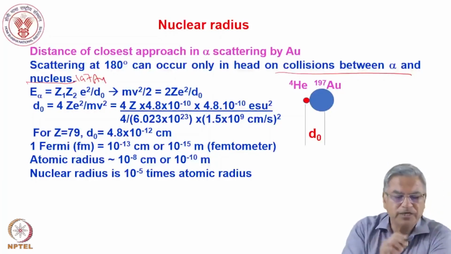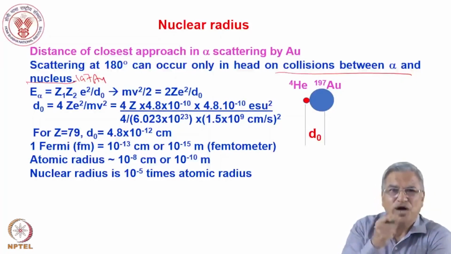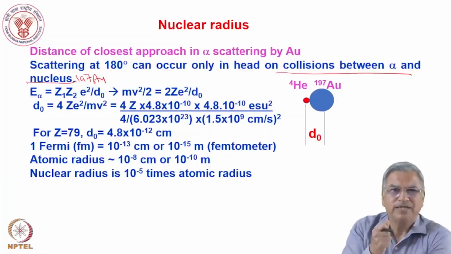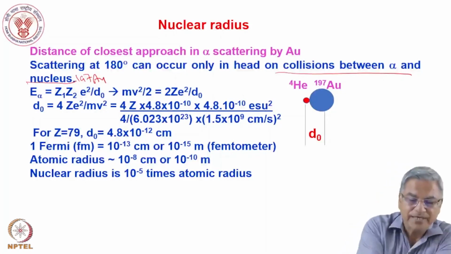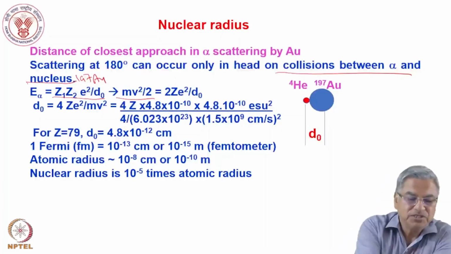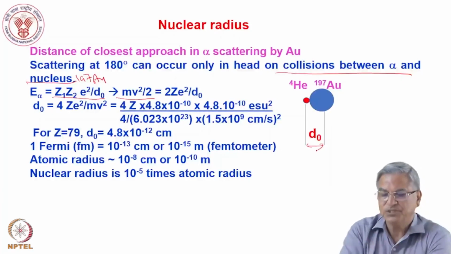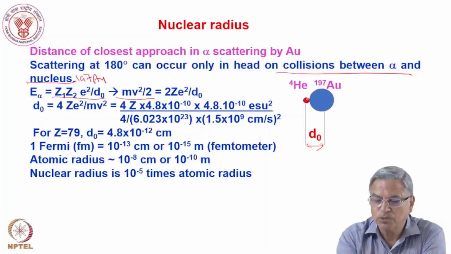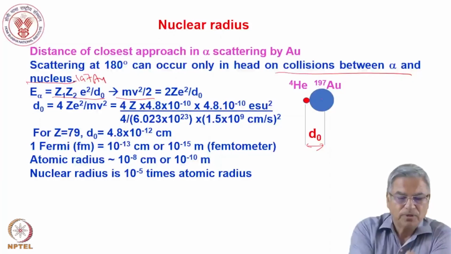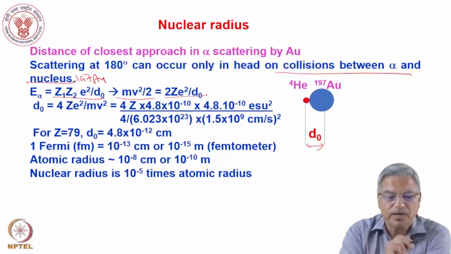and the Coulomb energy. When the alpha particle is going with a kinetic energy E equal to half mv square, when it comes in touch with the nucleus, all the energy becomes potential energy. So the kinetic energy and potential energy are the same. Potential energy is given by Z1 Z2 e square by d, where d is the closest approach distance, the distance between the centers of the two nuclei, that is equal to half mv square. For the alpha particle Z equal to 2, so we can write mv square by 2 equal to 2Ze square by d0.